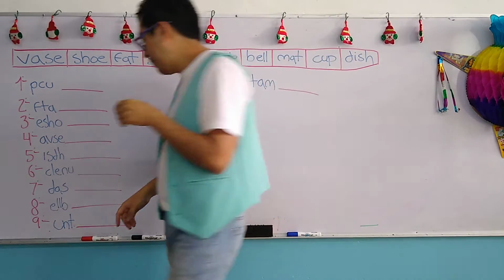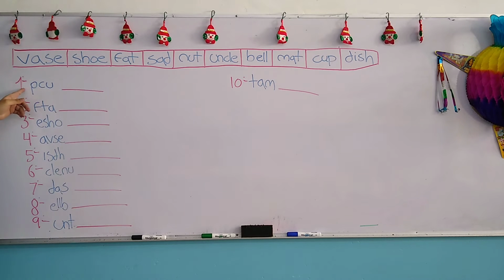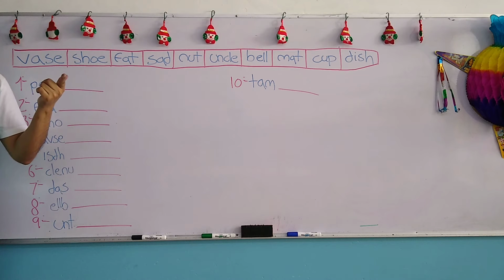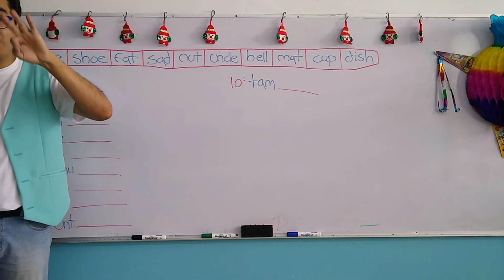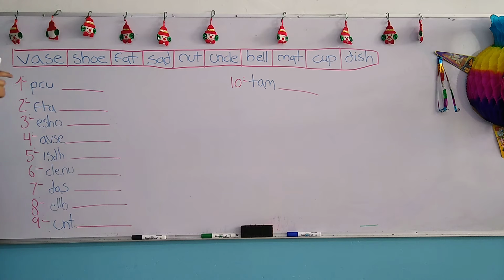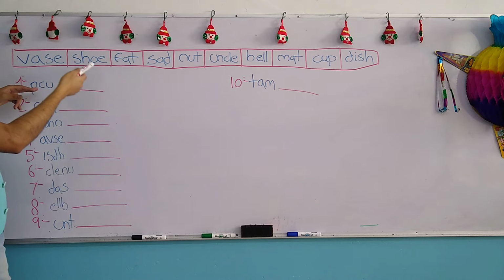For example, the first word in disorder contains the following letters. We have letter P, letter C, and letter U. Let's count how many are they. 1, 2, 3. They are 3 letters. So we check the long rectangle. We check for 3 letters that contains P, C, and U. Here we have a V, so it's not the same. We have an S, it's not the same.